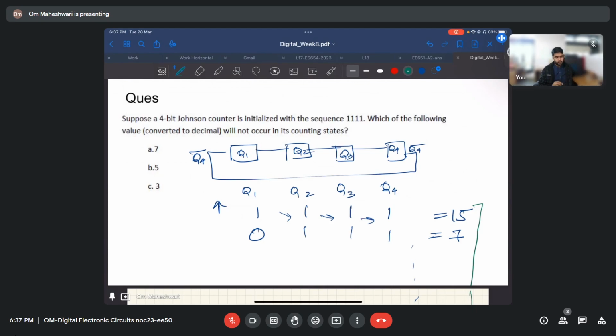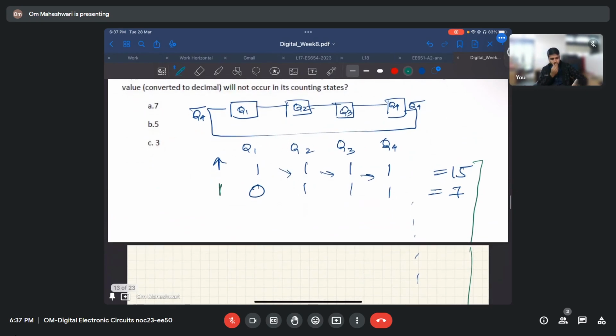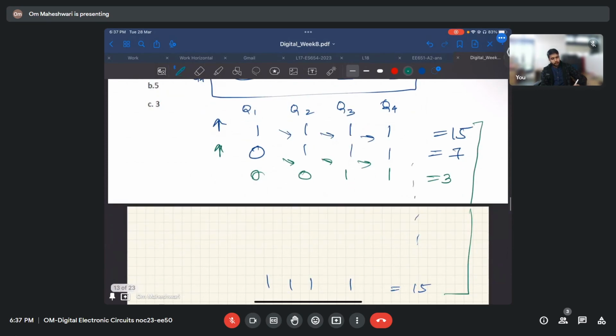Okay, so I hope you have tried it. Let me solve it now. In the next cycle, this Q4 value will be 0 again. This will shift 0, 1, 1. This is 3. The next cycle we will have 0, 0, 0, 1. That is 1. The next cycle we will have 0, 0, 0, 0. That is 0.